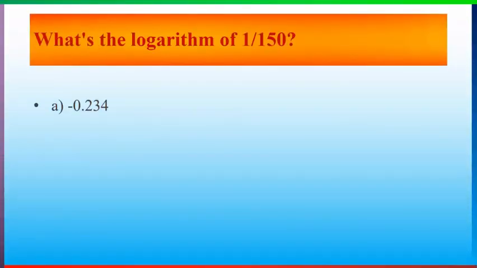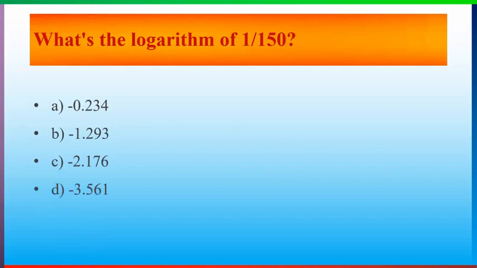And you will determine the log of 1 over 150. So you can see, 150 lies between 100 and 1000. So its log will be 2 point something, right? So here you can see the options. There will be only one option that starts with 2. But this log will be negative because this is a reciprocal number. Now the correct option is minus 2.176.